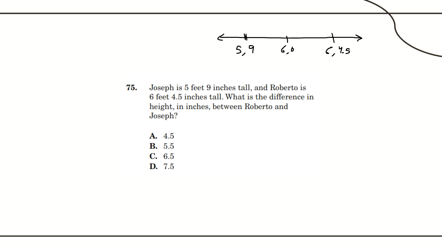So how do I get from 5'9" to 6 foot? Well, some of you may know that there's 12 inches in a foot. So in order to get from 5'9" to 6 foot, we need to add 3 inches. And in order to get from 6 foot to 6 foot 4.5, you'd have to add 4.5 inches. And from this it's simple. You just add 3 and 4.5 to get 7.5 inches.